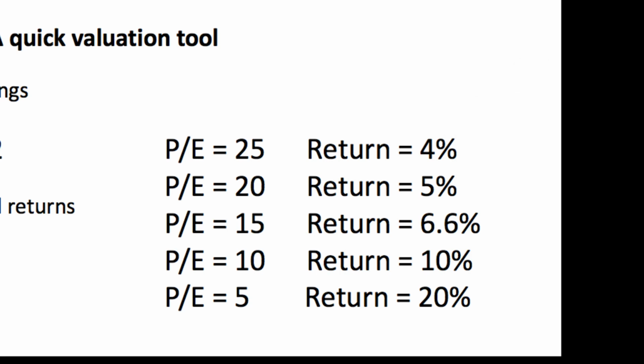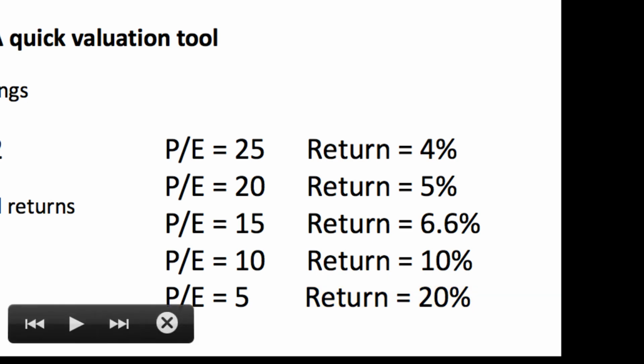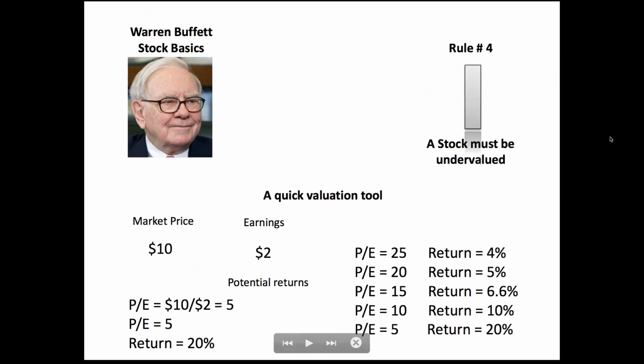Now when you look at the PE of 20, your return goes to 5%. And so as you go clear down to the PE of 5, which is the one that we had for Nancy's business, the return actually goes clear up to 20%, which is pretty high. Now, the thing you've got to realize is when the PE is really low like that, and your return is really high, what you can expect is that your margin of safety is going to get worse.